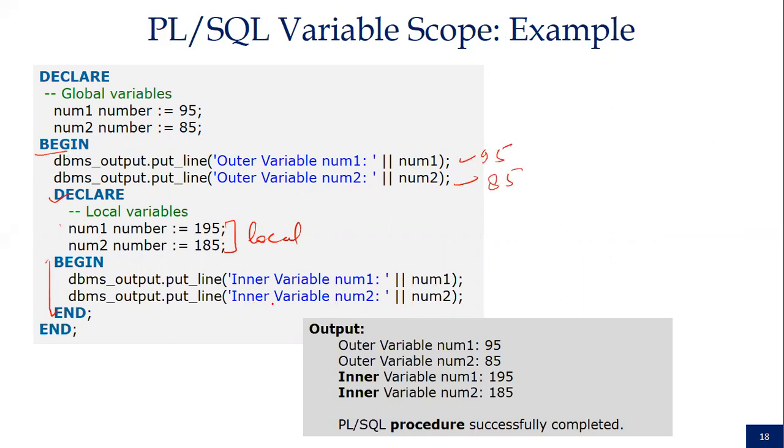But whenever you print here, number 1 is printing the local variable. Preference is given to the local variable whenever two variables have the same name, one global and another local. So here 195 will be printed, and 185 will be printed. Though you can also print the global variables number 1 and number 2 inside here by a different name. But the scope of the local variable and global variable will be different. So I think you will be able to utilize the local variable and global variable here in the scope.